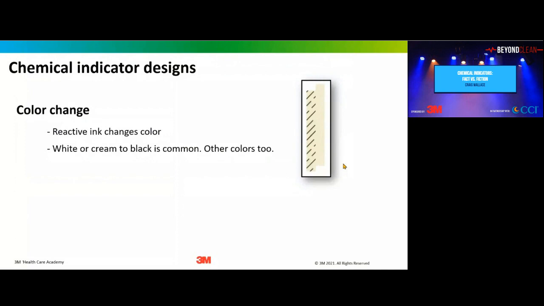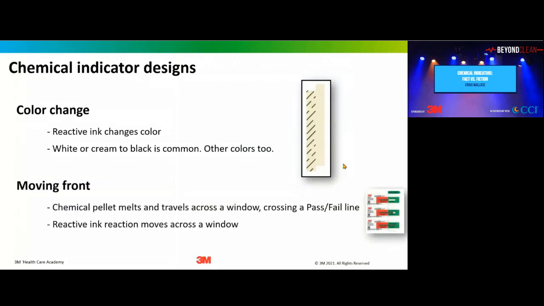The other kind of design is called a moving front. Some of these are designed where a chemical pellet contained inside of the indicator will actually melt in the process. So that's obviously going to be like a steam process, a high temperature process. And as this chemical melts, it'll travel down a channel and across the window, and it will eventually cross a pass-fail line.